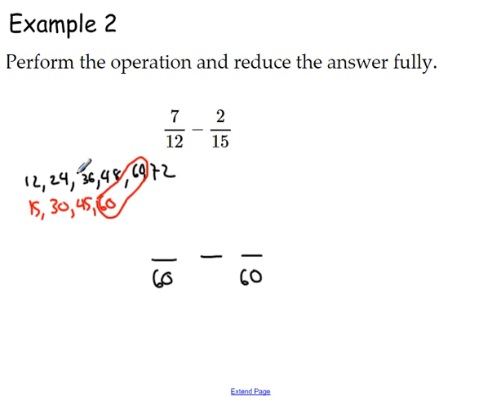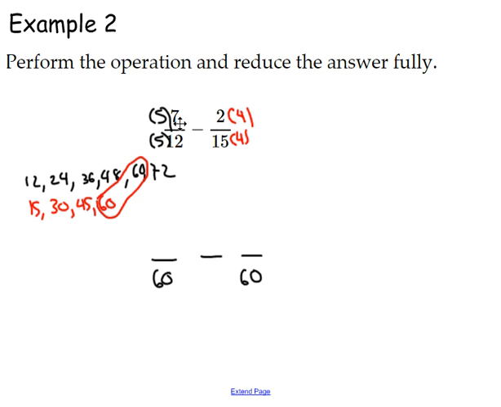So I have to multiply 12 by 1, 2, 3, 4, 5. So 12 times 5 will give me 60. So I multiply the top and the bottom by 5. What do I have to multiply 15 by to get 60? I have to multiply by 1, 2, 3, 4. So I have to multiply this by 4 and this by 4.